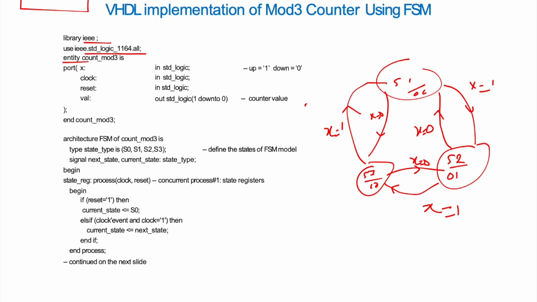And the entity takes in our X as an input, it takes the clock, and also it has the reset button, and then it's got the output value, right? So the input X is a single bit, the clock is a single bit, the reset a single bit, but the output is a 2-bit integer. So the output at S1 is 00, the output at S2 is 01, the output at S3 is 10. So that's 2 bits wide.